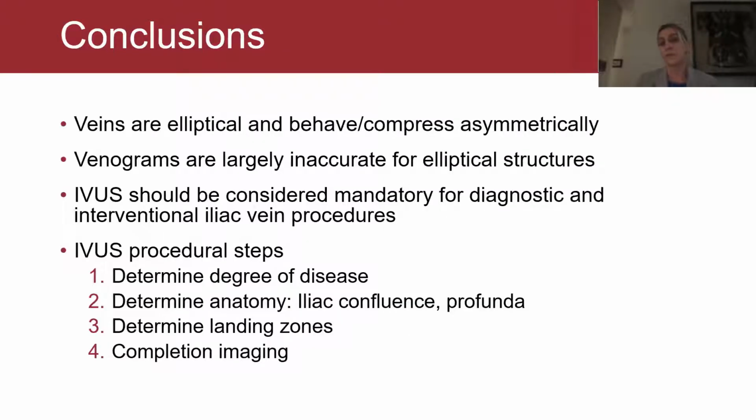So in conclusion, veins are elliptical, they behave and compress asymmetrically. Venograms are largely inaccurate for elliptical structures as they are a 2D imaging technique. IVUS, in my opinion, should be considered mandatory for diagnostic and interventional iliac vein procedures. And my steps are: determine the degree of disease, determine your anatomy, determine your best stent landing zones, and then your completion imaging. And I'm going to turn the next section over to my esteemed colleague, Dr. Desai.